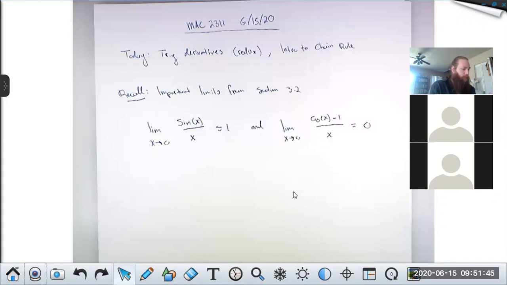And there are some problems in your homework that are going to ask you to play around with these and cook up some other limits using just these as your kind of baseline. And I'll show you one or two little things like that here today. But first I want to recap the other main results and kind of go back through the other trig derivatives.